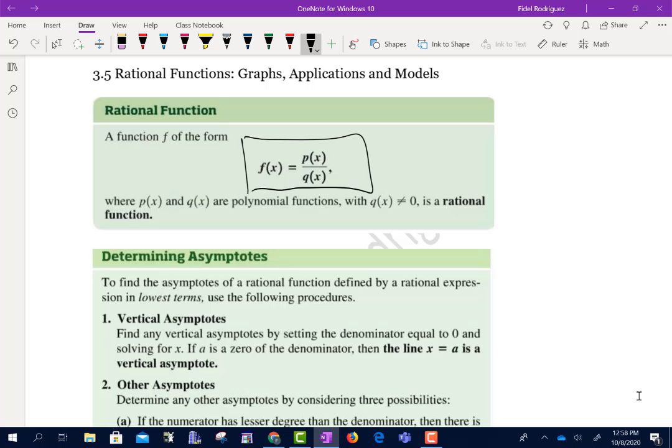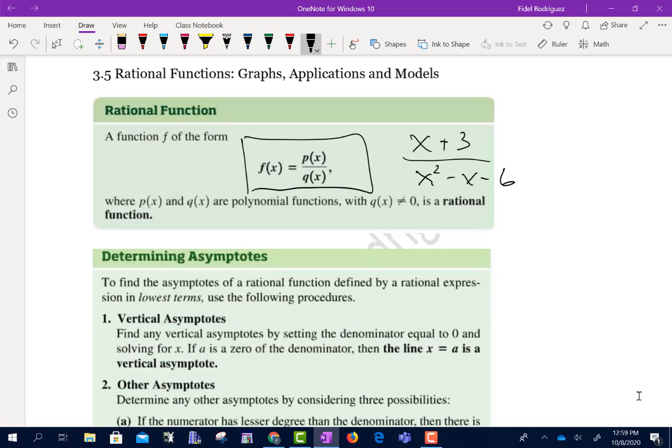It says f of x is equal to p of x divided by q of x. p of x and q of x are polynomial functions. So remember, a polynomial is going to look something like this. I'm just going to make up an example: x plus 3 over x squared minus x minus 6. Something like that, okay? That would just be an example of a rational function.